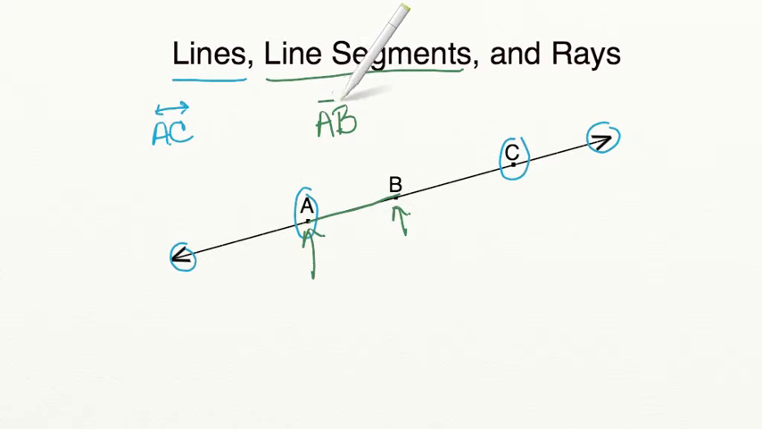And we would write this very similarly to how we would write a line. However, a line is symbolized still with its arrows on either end to show that it's continuing on, whereas a line segment has a clear beginning and end.